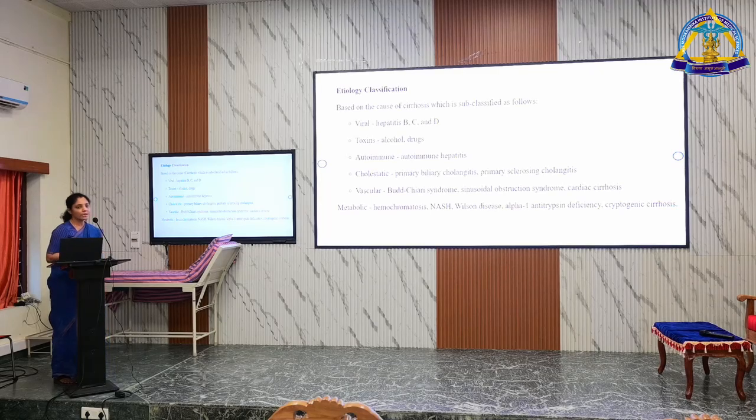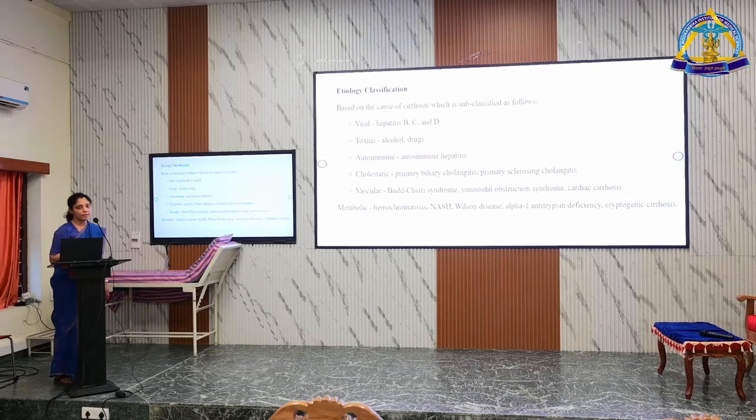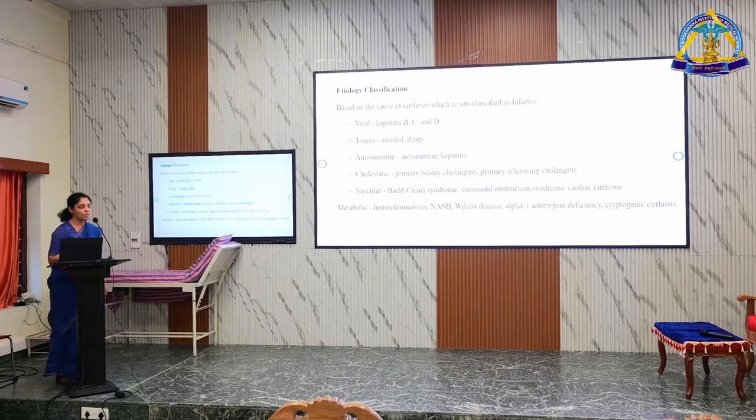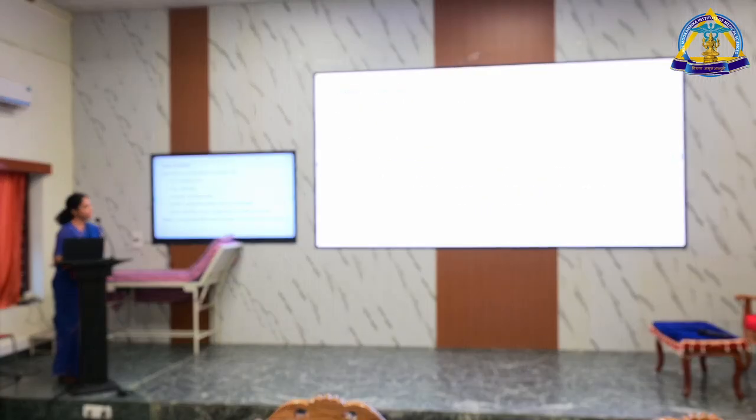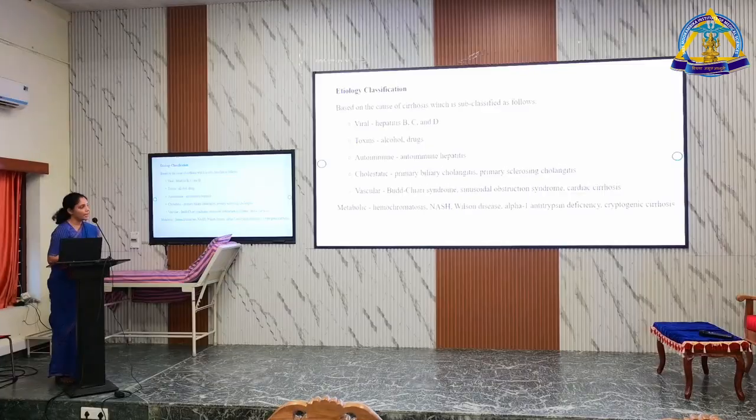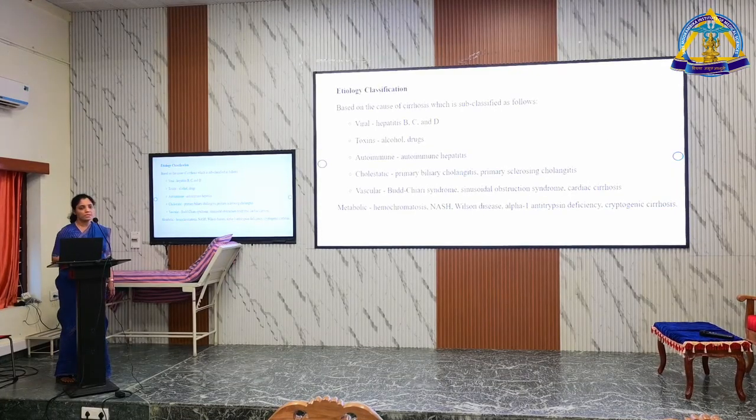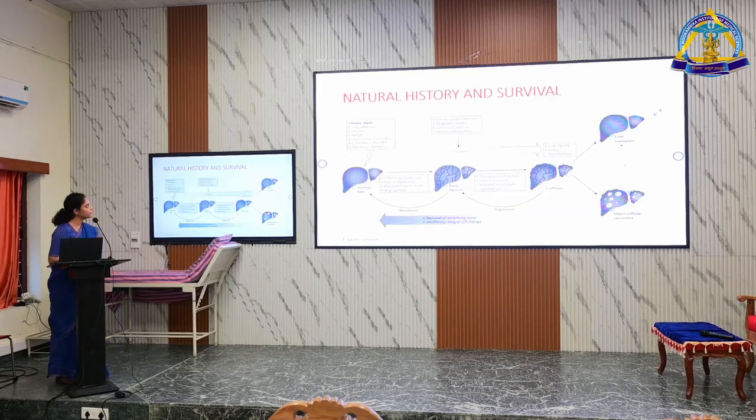And there are metabolic causes like iron deposition in hemochromatosis, then the fatty liver leading to liver cirrhosis, as in case of NASH. And the new terminology, NASH means non-alcoholic steatohepatitis. The new terminology in 2024 is metabolic associated steatohepatitis. And then Wilson disease, where there is copper deposition, and a few cases of cirrhosis where we can't find an etiology, we term it as cryptogenic cirrhosis.